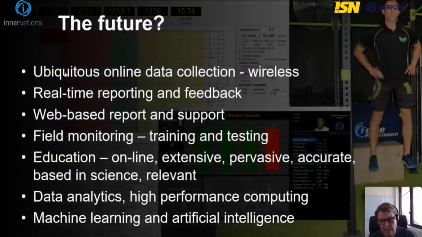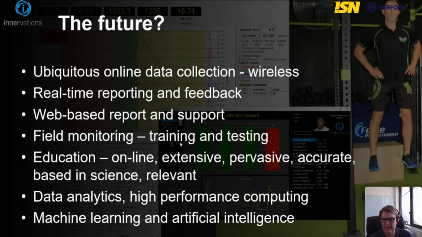So where are we heading in the future? The next steps are, I think, ubiquitous online data collection. We're pretty close there now. We're seeing instrumentation of a wide range of equipment, predominantly wireless these days. Real-time performance feedback and reporting. I've just shown you an example of that. It needs to be web-based reporting and support.